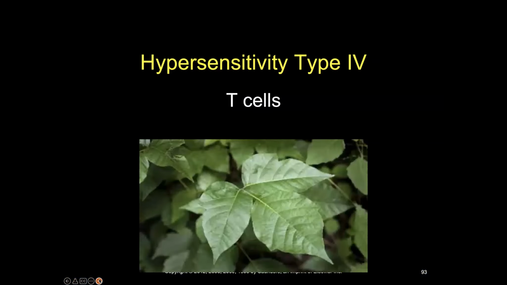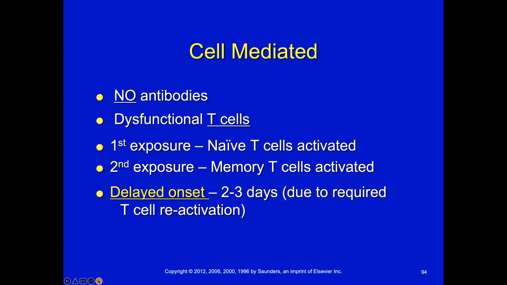And then we go to hypersensitivity type 4, and this time we have the T cells that are the culprits. By the way, this is a picture of poison ivy, and those of us who are allergic to it know exactly what type of rash that creates. Very uncomfortable. This time we have a cell-mediated response. There are no antibodies involved. It is strictly because the T cells are not normal. They're not doing what they should be doing.